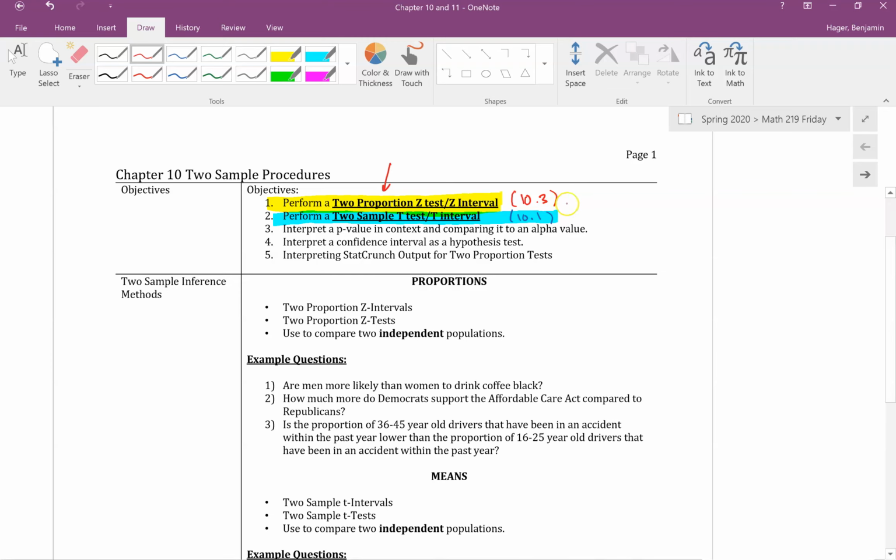I think it's mainly because the proportions are actually a little less ugly. You'll see some ugly formulas coming up, but it's easy. Just plug and chug the numbers into them, or let StatCrunch do the heavy lifting.